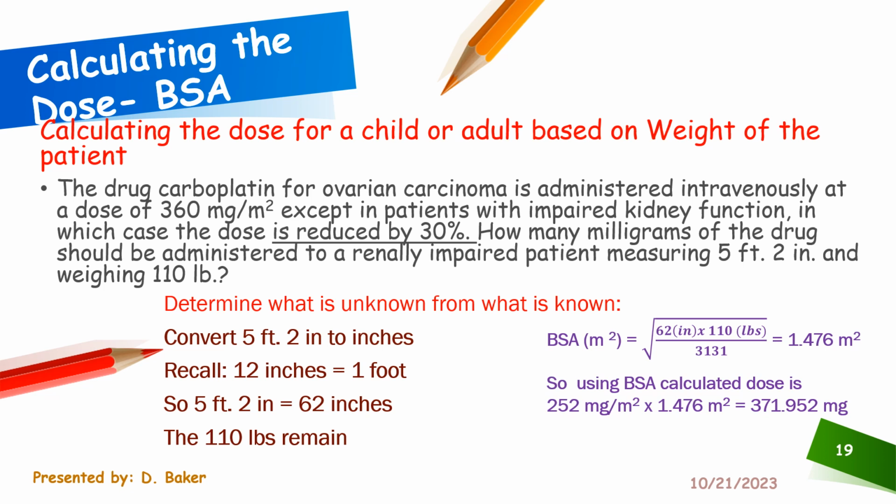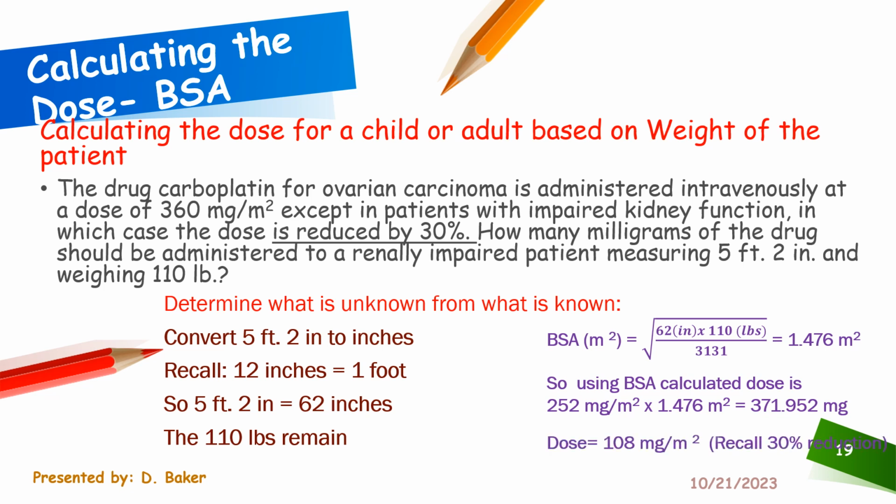Remember, we reduce the dose of the drug based on the patient's renal function by 30%. So the reduced dose that we're using now is 252 milligrams per meter squared. Multiply that by the body surface area and you're going to get 371.952 milligrams. And that is the dose that is going to be given to this patient.